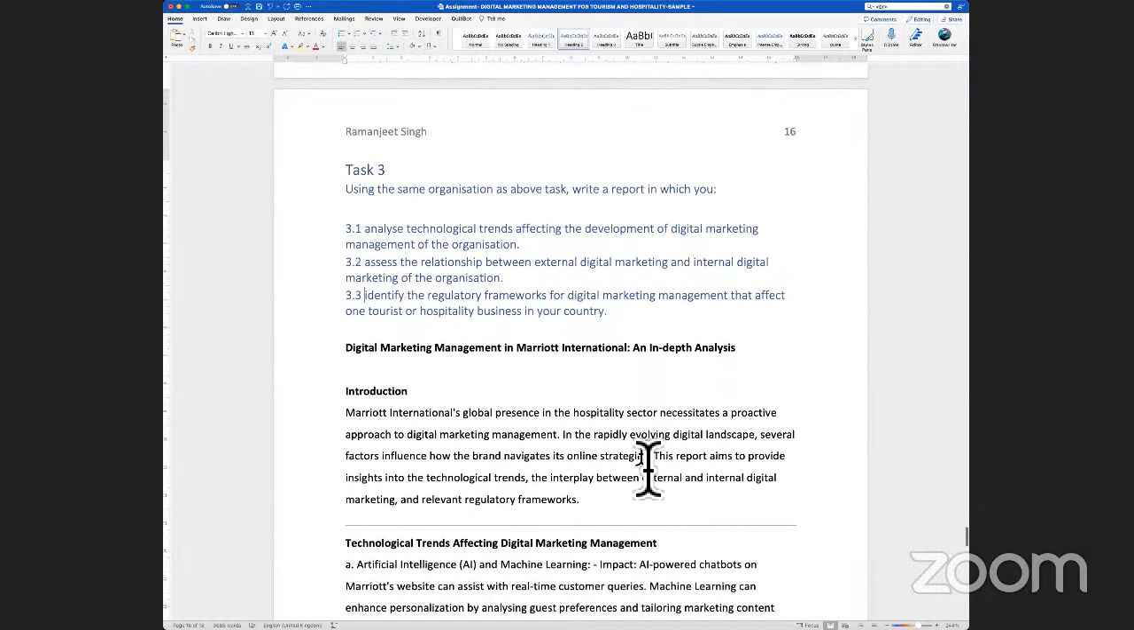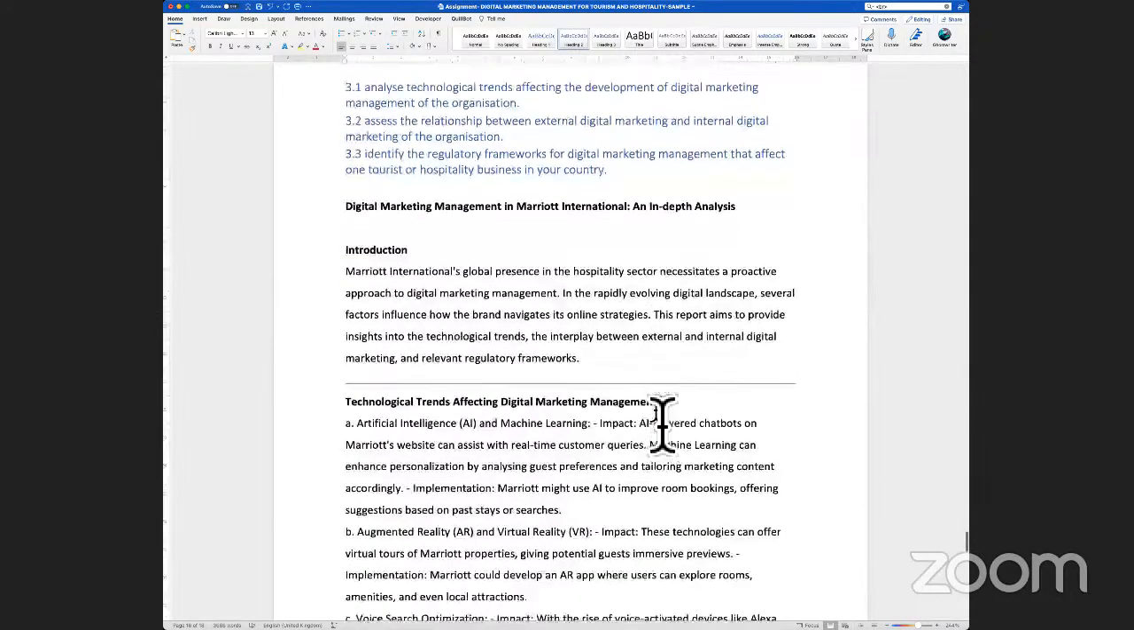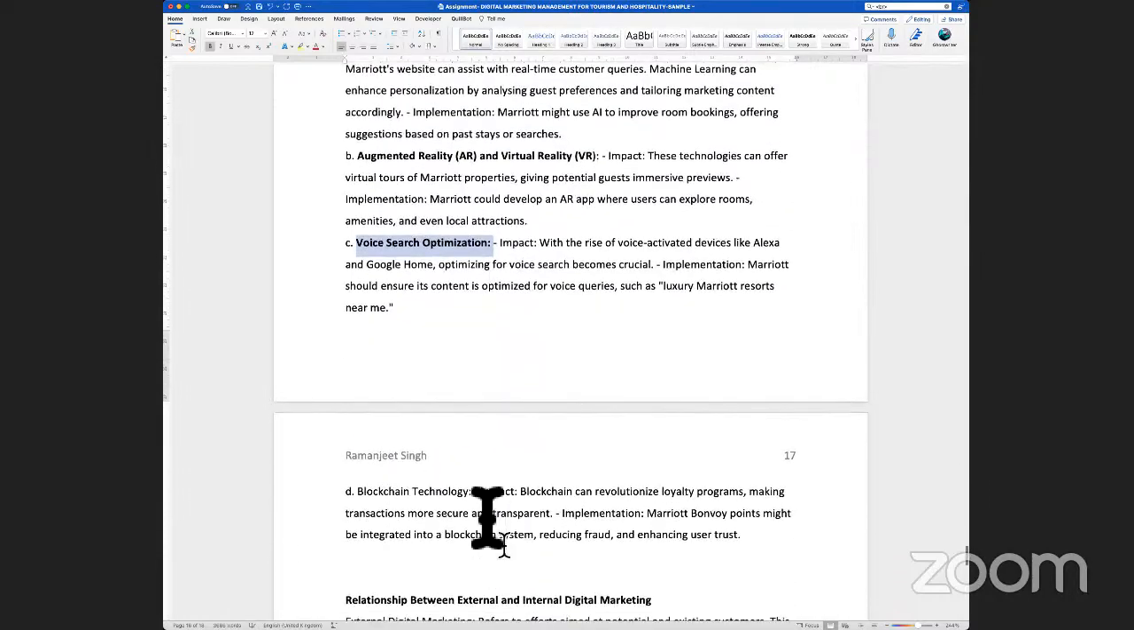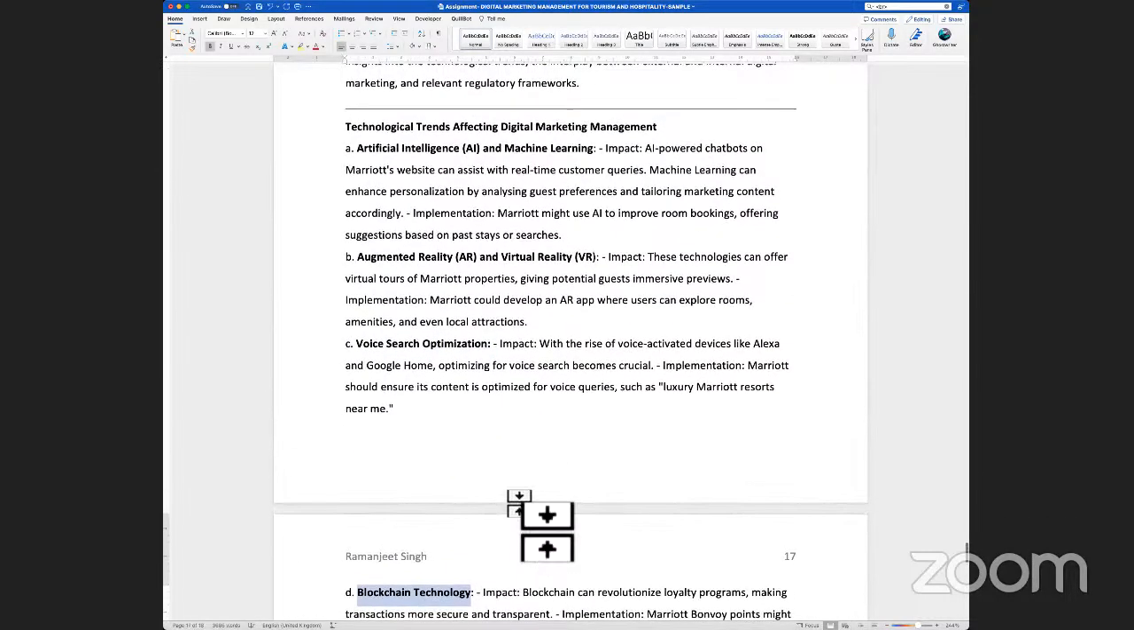And this is what I have done for task 3. The first part talks about an in-depth analysis of how technology is affecting the digital marketing of that organization. So I've taken on things like artificial intelligence, augmented reality, voice search optimization, and blockchain technology. If you see some of the Marriott sites, if you want to see a presidential suite on Marriott, in some properties across New York, or if I go into Dubai or some other places, that suite is $15,000 a day.